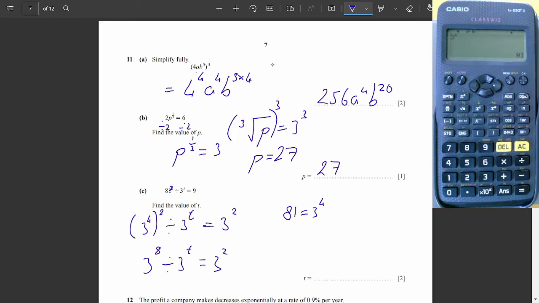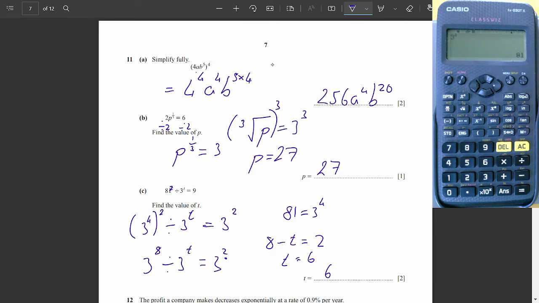equals 3 squared. Now, when we're dividing with indices, we need to subtract. That means, to get this 2 here, we should have done 8 minus t equals 2. So what do you subtract from 8 to make it 2? The answer, of course, is 6.